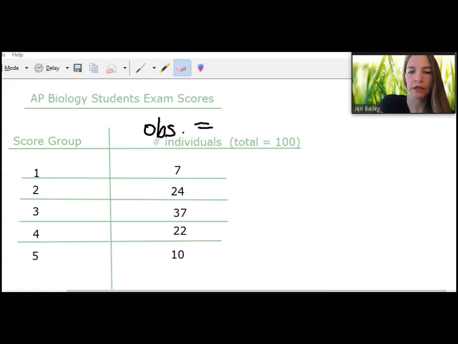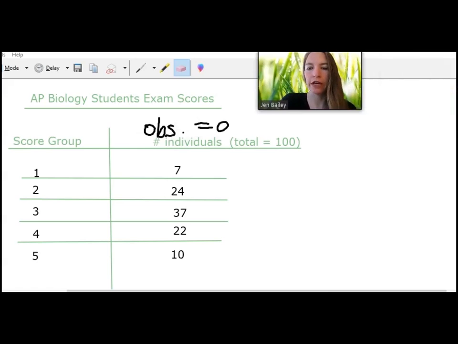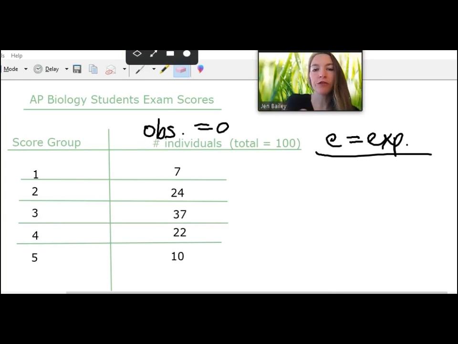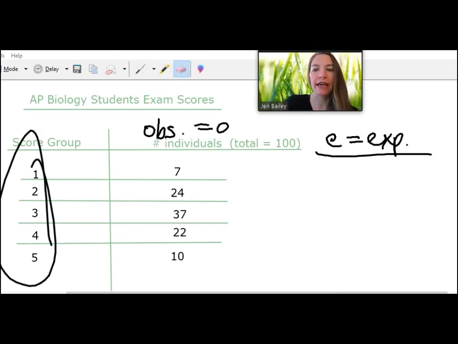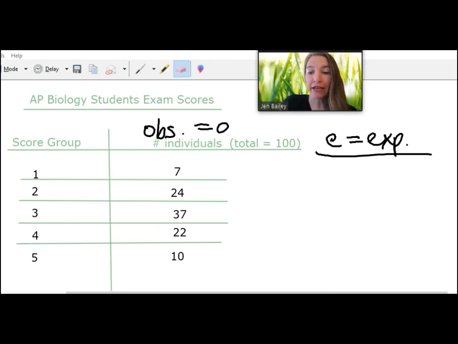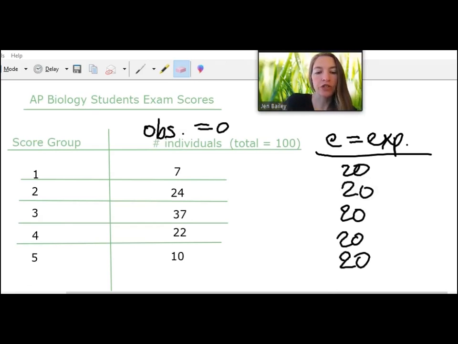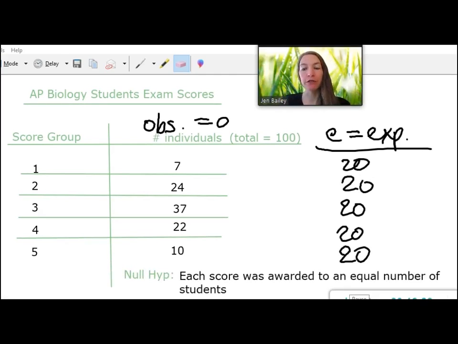Was observed, that's going to be O, right? And then we can come over here and make another column for expected. So to keep things simple for our expected column, we're just going to assume that every single score group has the same number of students, all right? And so we can do that by dividing 100 by 5, and we get 20 for each group. So the null hypothesis is just a way to basically write out your expected data in words. And so ours would be something like this. Each score was awarded to an equal number of students, okay, across the board, 20, 20, 20, 20, 20.